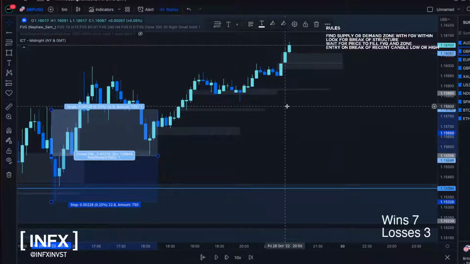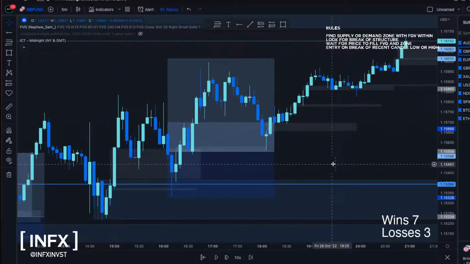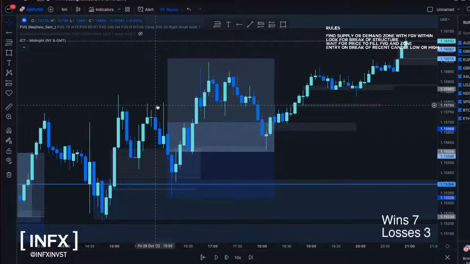Probably wouldn't have held the trade this long, as this is now late into the day, but we could have got our 1-to-2 quite easily if we didn't get stopped out for break even there, but we would have let it run. We would have let it run.